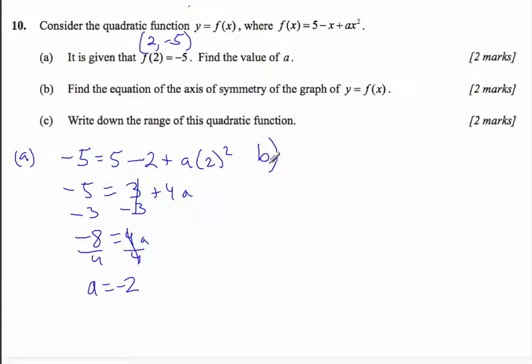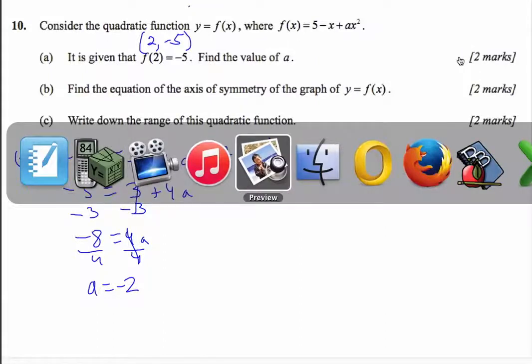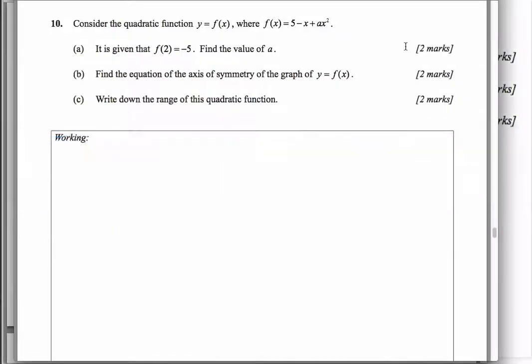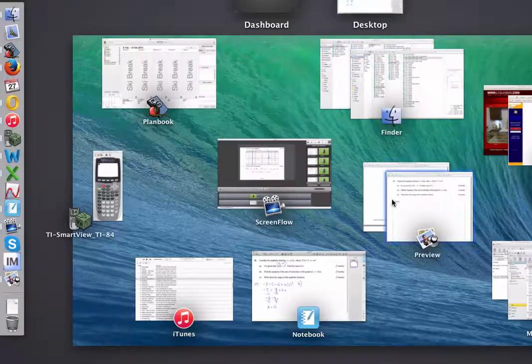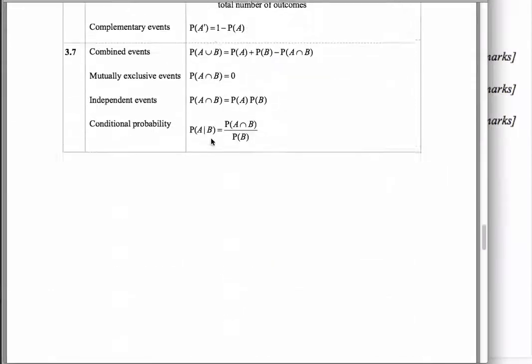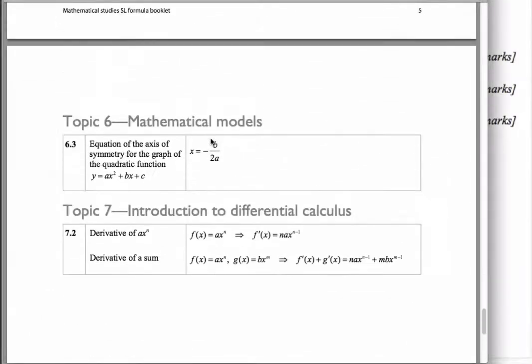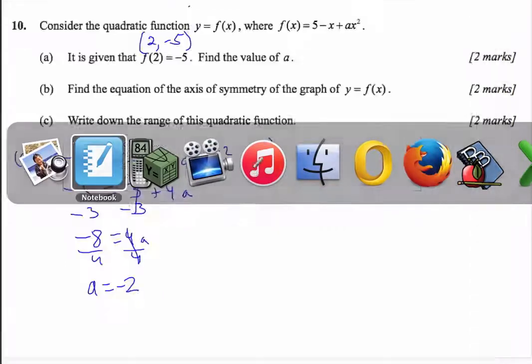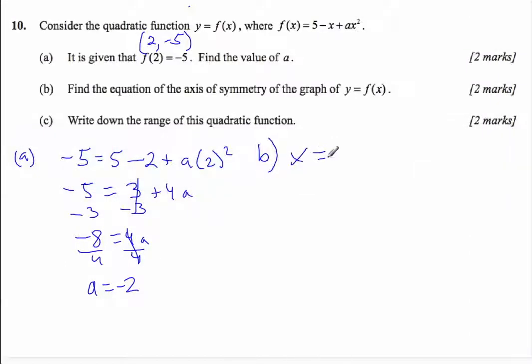Okay, part b. Find the equation of the axis of symmetry of the graph y equals f of x. This is one of the few formulas related to this in the formula booklet. Let's take a look for it here. Here we go. The equation of the axis of symmetry is x equals negative b over 2a. Very useful little formula. So x equals negative b over 2a is the equation of the axis of symmetry.